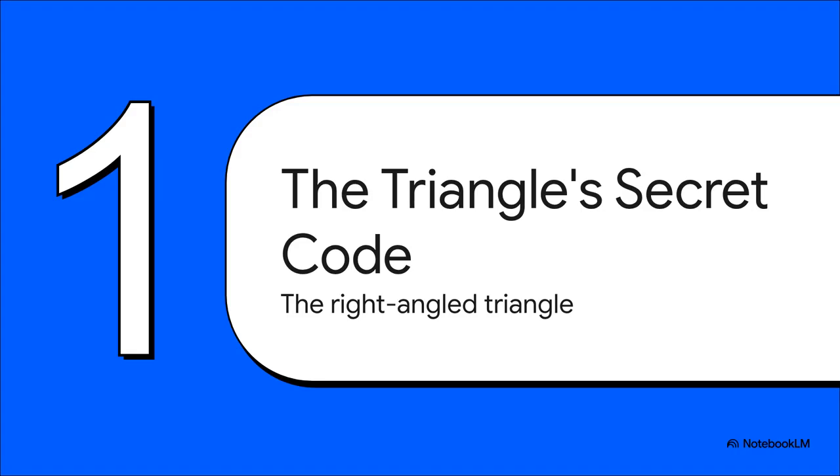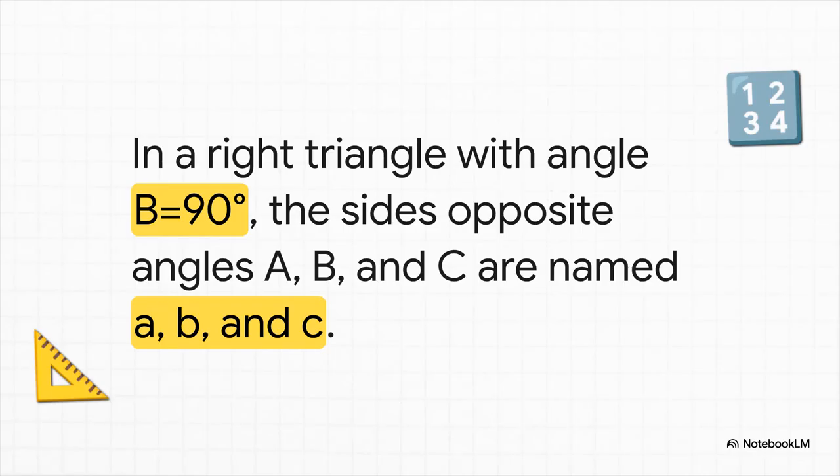So, our entire adventure, everything we're about to learn, it all starts with one simple, super important shape. It is the absolute hero of our story, the right-angled triangle. Okay, let's break it down. Every right-angled triangle has 3 sides and 3 angles. We usually label the angles with capital letters, A, B, and C, and the sides opposite them get the same letter but lowercase. Now, that side across from the 90-degree angle, that's the big one. It's always the longest, and it has a special name, the hypotenuse.